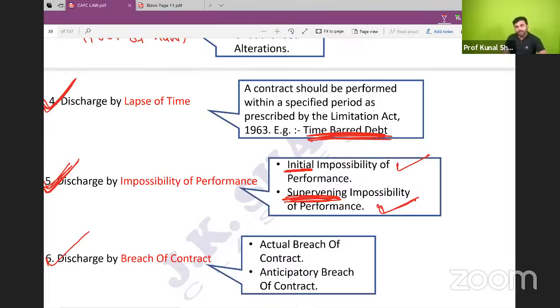Initial impossibility means what? It is impossible right from the beginning. Before the contract got formed, it was impossible to perform.